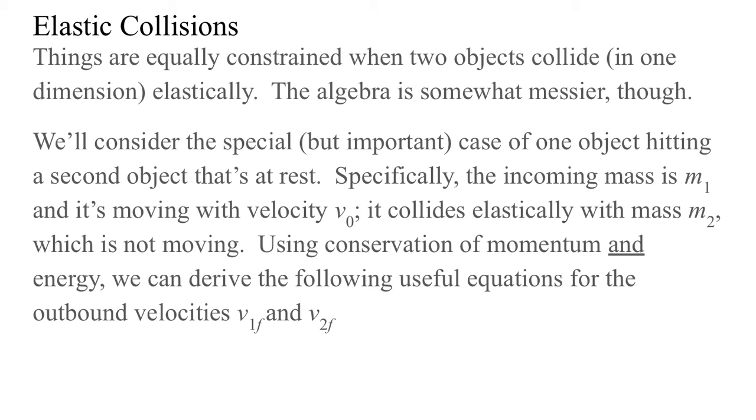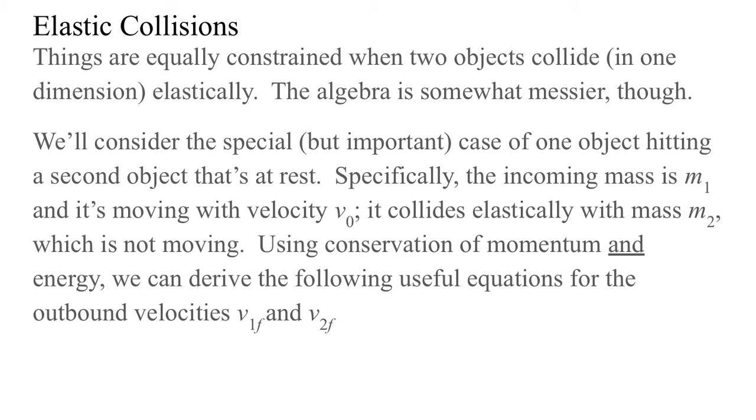It's again true that if you know the inbound velocities and you know the masses, then you do know the outbound velocities. The algebra is somewhat messier, though, and so it's a little bit tricky. We'll consider the special but important case of one object hitting a second object that's at rest. Specifically, the incoming mass is m1 and it's moving with a velocity v sub 0. It collides elastically with mass m2, which is not moving.